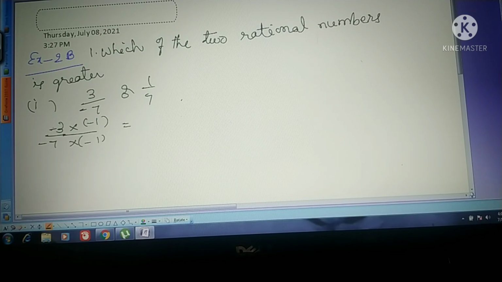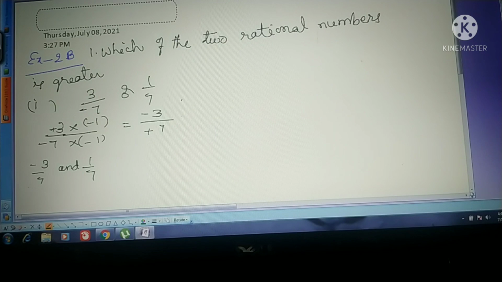See, here nothing is written before 3, which means plus is there. So minus into plus is minus, so minus 3 into 1 is minus 3, and in the denominator minus into minus will be plus, 7 into 1 will be 7. So this is converted into minus 3 by 7, a positive denominator. Now compare: minus 3 by 7 and 1 by 7.